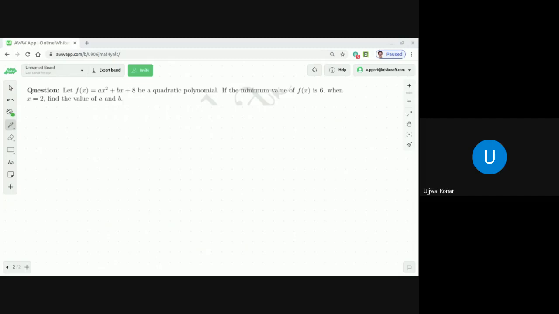As you know, my generic statement, what I always say: if you want to solve something which has, suppose, 3 variables, you need to have 3 equations. Here we have 2 variables, so you need to have 2 equations. One equation we are able to do, that is minus b by 2a is equal to 2. What is the other equation?